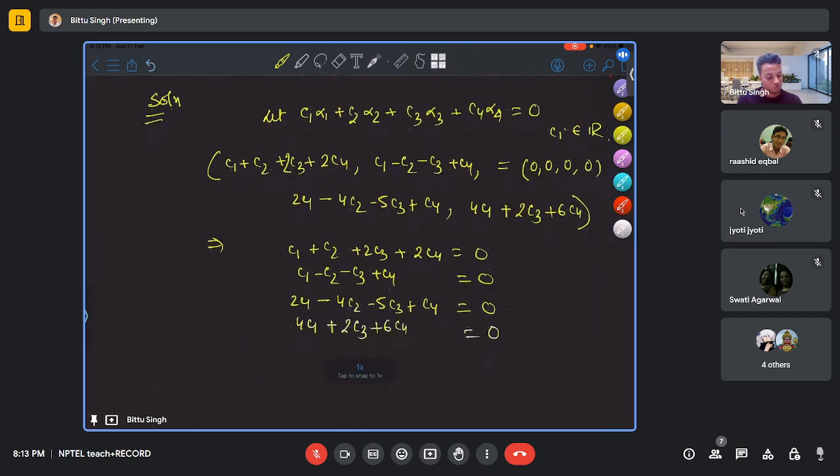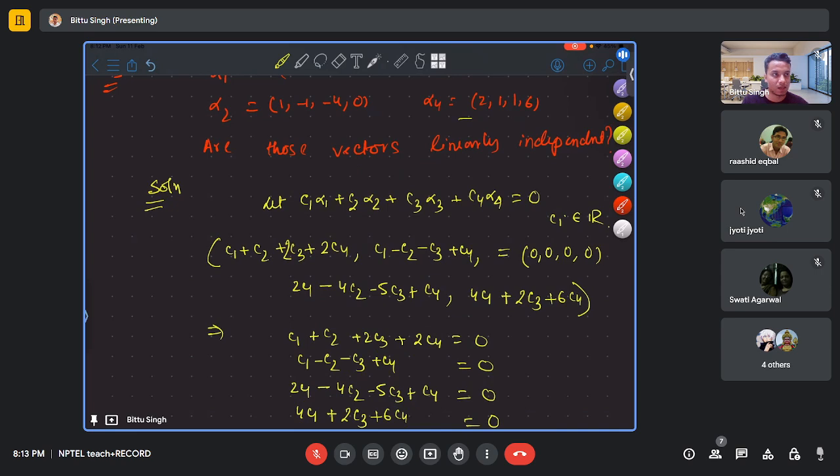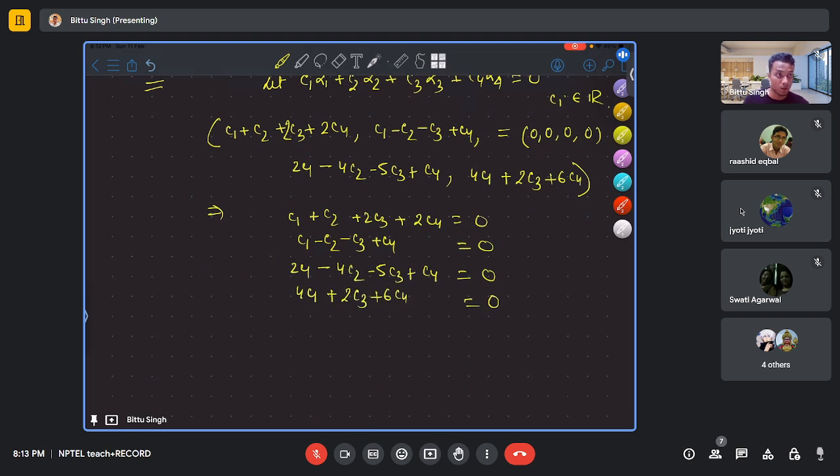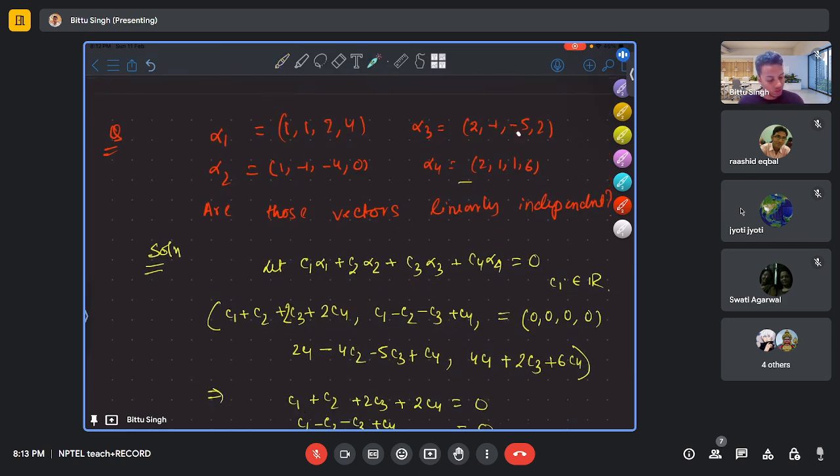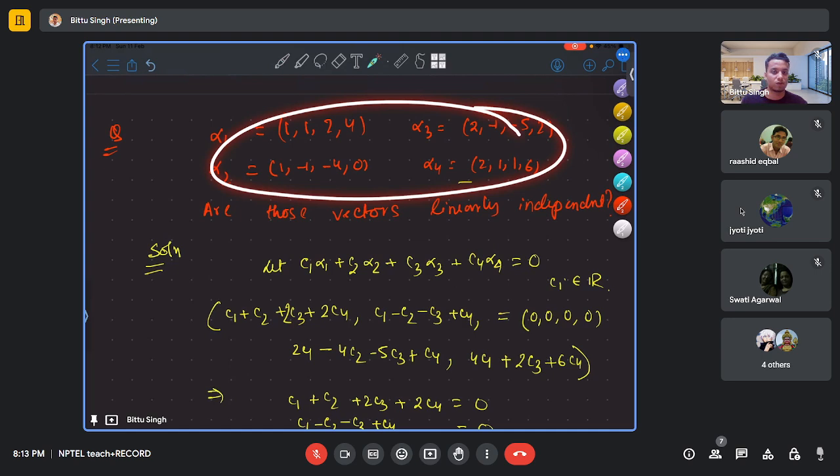Now you need to solve for C1, C2, C3, C4. If this implies all C1 up to C4 are 0, then we are done. That is, those elements are linearly independent. If there exists a non-trivial solution, then this will imply those elements are not linearly independent.